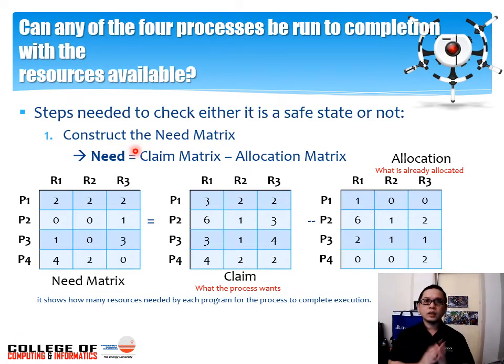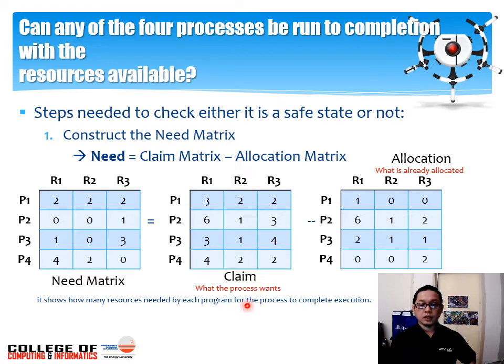Alright, now once you have calculated the available vector, write down that number and put it aside for a while. Now we need to calculate the need matrix. Remember previously we have the claim matrix, we have the allocation matrix. So now we need to look at the balance of that claim, which is the need matrix that we need to calculate, right? So based on our previous diagram, we have this claim matrix and the allocation matrix.